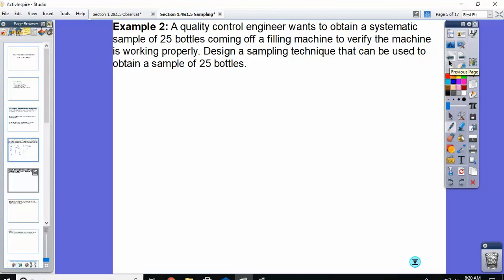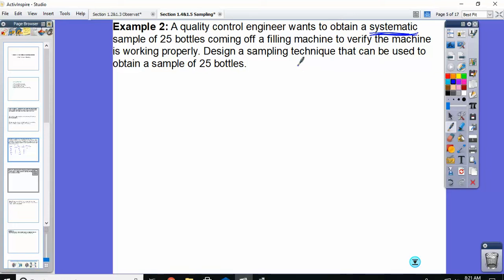Example 2. A quality control engineer wants to obtain a systematic sample of 25 bottles coming off a filling machine to verify the machine is working properly. Design a sampling technique that can be used to obtain that sample. So there's lots of different options, but I've asked you to do systematic. So that means you pick every kth number.